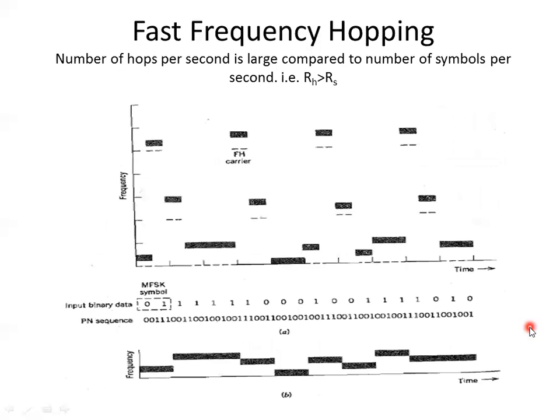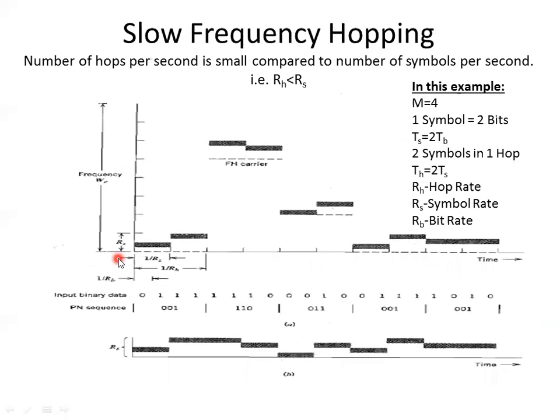Now, next let us look at fast frequency hopping. As the name itself says, here the hopping rate is very quick. That means within a symbol, there are many hops. In the previous case, two symbols, for example, were transmitted in one hop. This is the case of slow hopping, slow frequency hopping.